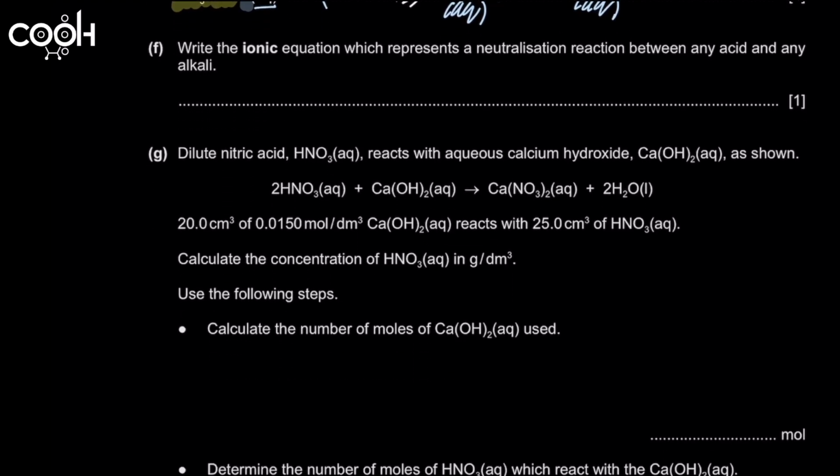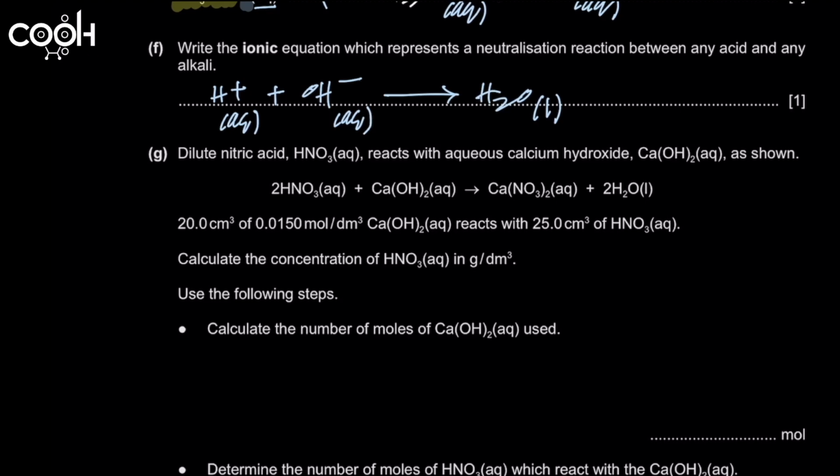So ions are aqueous. Write an ionic equation which represents the neutralization reaction between any acid and any alkali. So any acid-base neutralization reaction is H plus plus OH minus gives me H2O. It's not asking for the state symbols, but you know that the ions are aqueous, and H2O is a liquid.